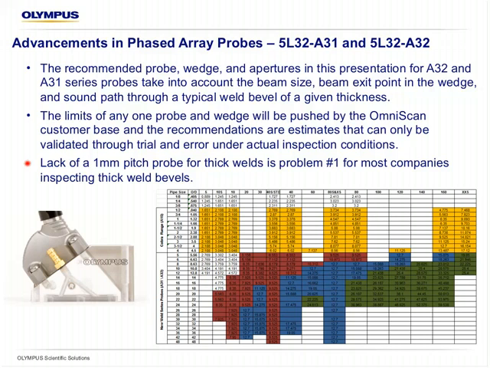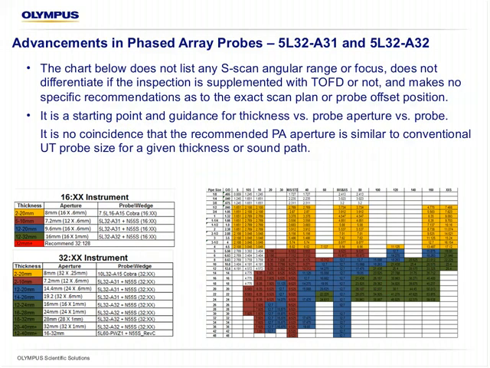Lack of a 1 millimeter pitch probe, a large aperture probe typically used with a 32 pulsar instrument, is problem number 1 for most companies inspecting thick weld bevels, to include the EPRI fossil sizing test and ASME 8 vessel qualifications. The charts don't list any specific angular range focus, don't differentiate if supplemented with TOFD, and make no specific recommendation as to exact scan plan.